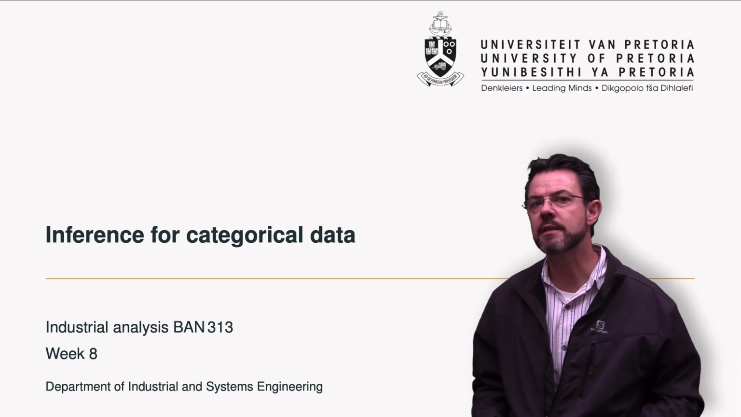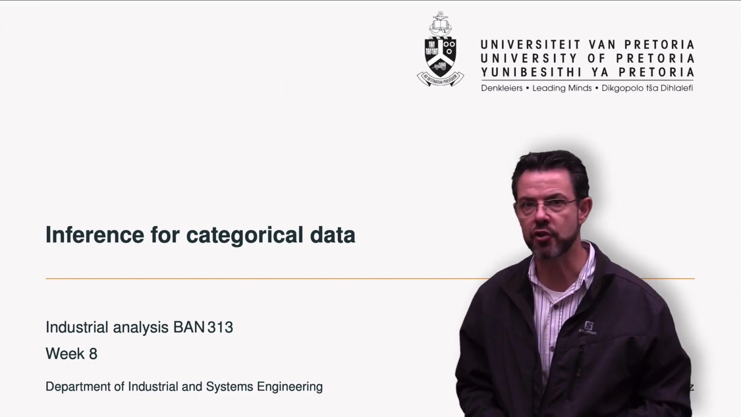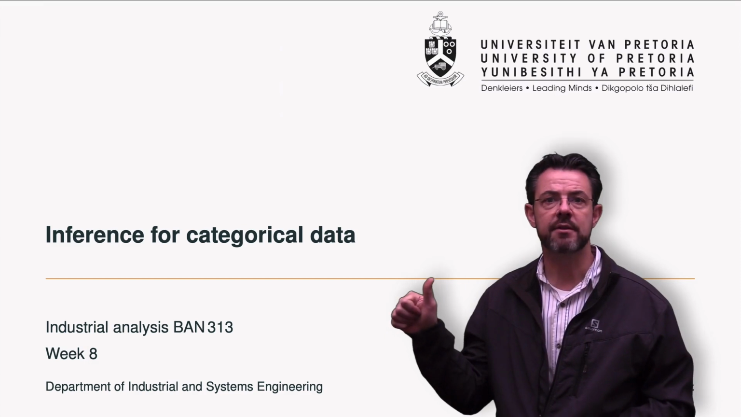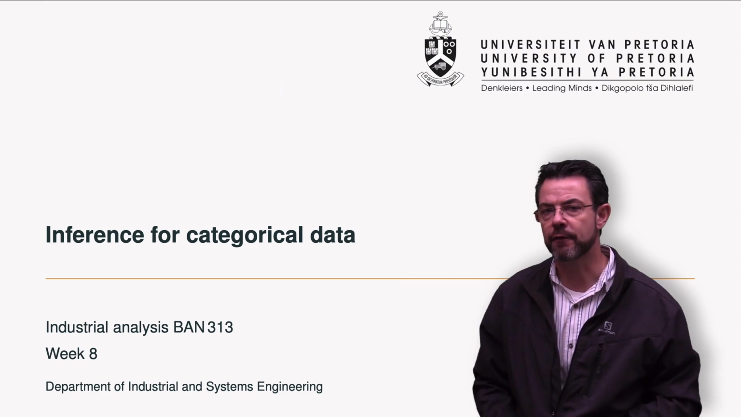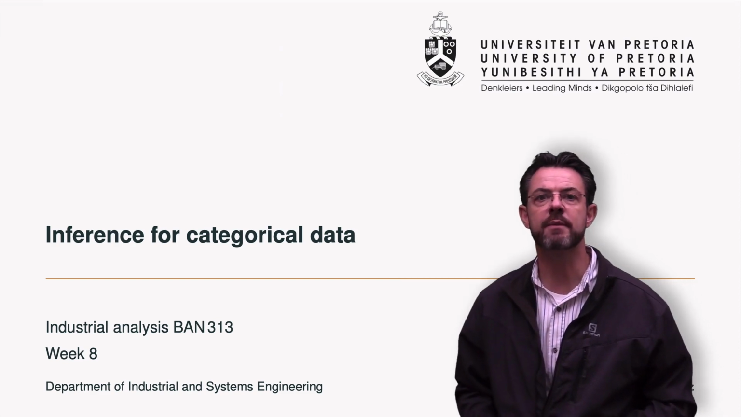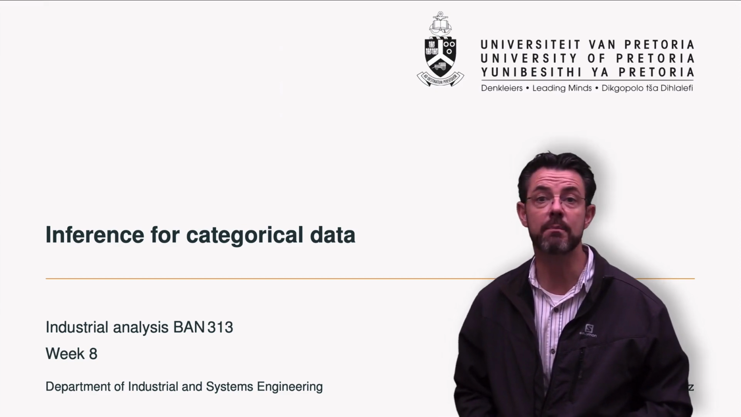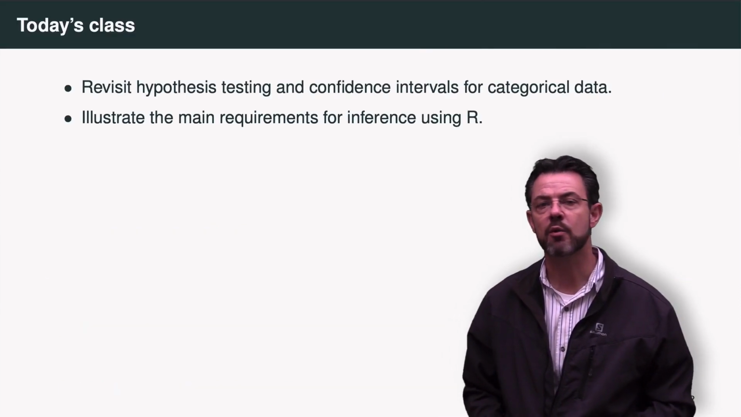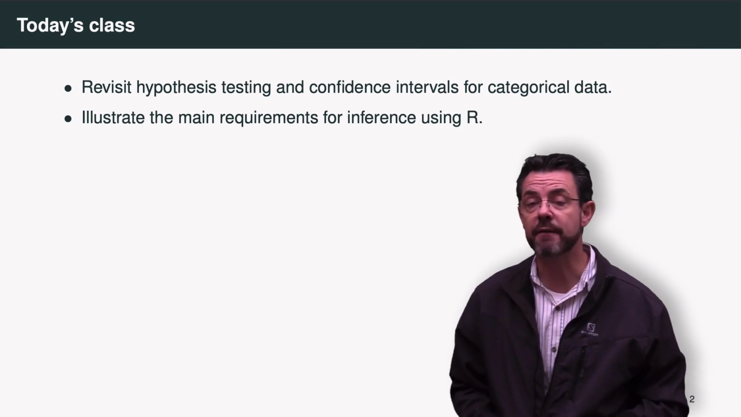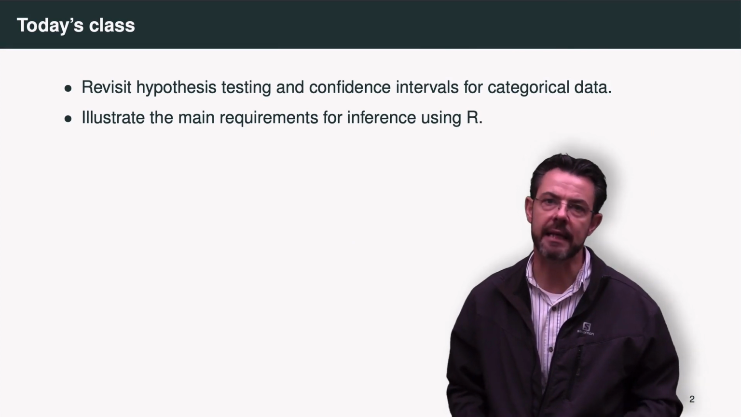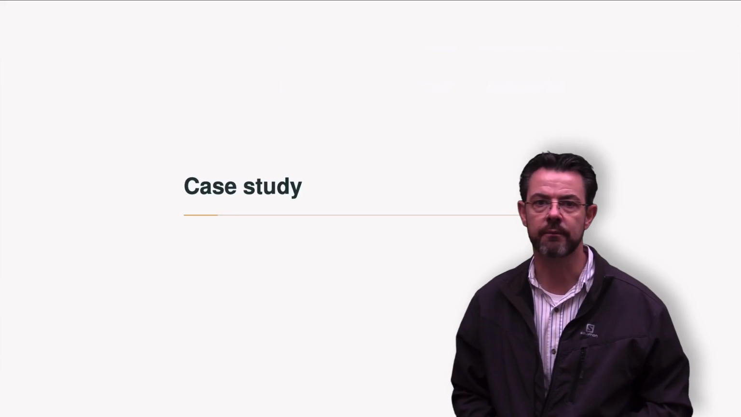Inference is the process of coming to a conclusion or making a decision based on evidence and some reasoning. In this first of two lectures where we deal with inference, we're going to specifically look at categorical data. In the follow-up lecture, we will look at numerical data. So we will revisit hypothesis testing as well as confidence intervals specifically for categorical data. And we will illustrate the main requirements for inference using R.